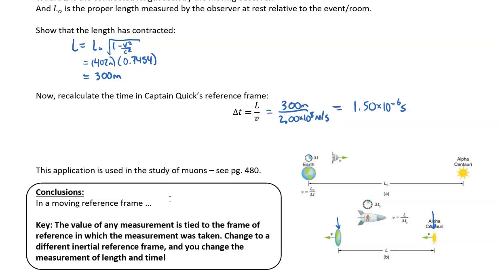So to conclude, in a moving reference frame, length contracts. The key is this: the value of any measurement is tied to the frame of reference in which the measurement was taken. Change to a different inertial reference frame, and you change the measurement of length and time.